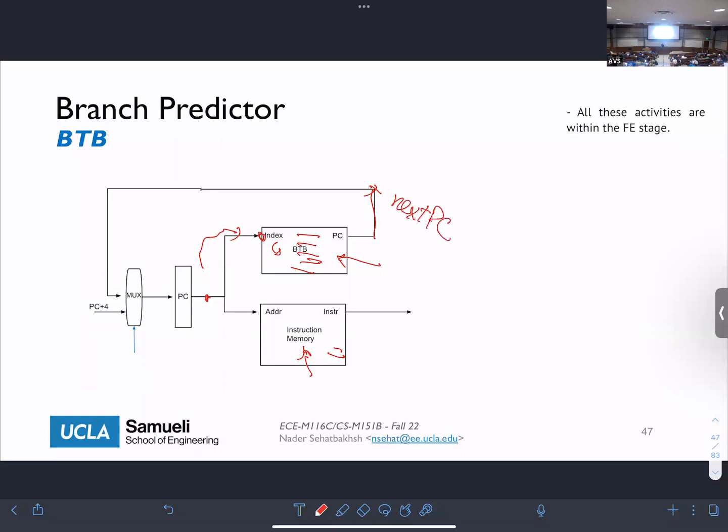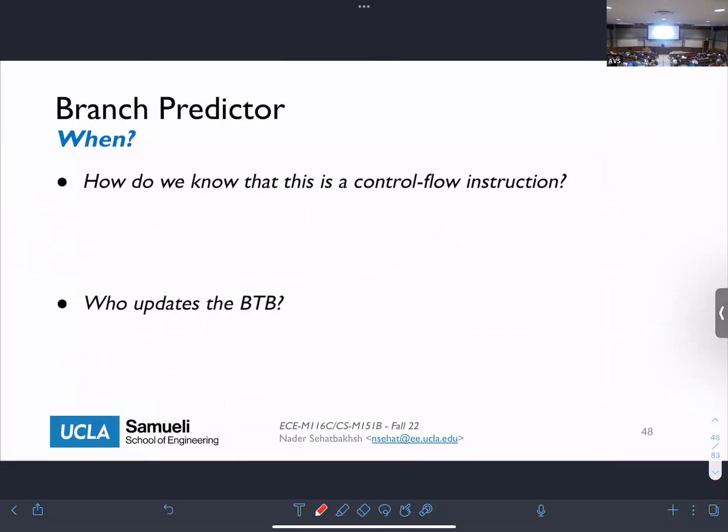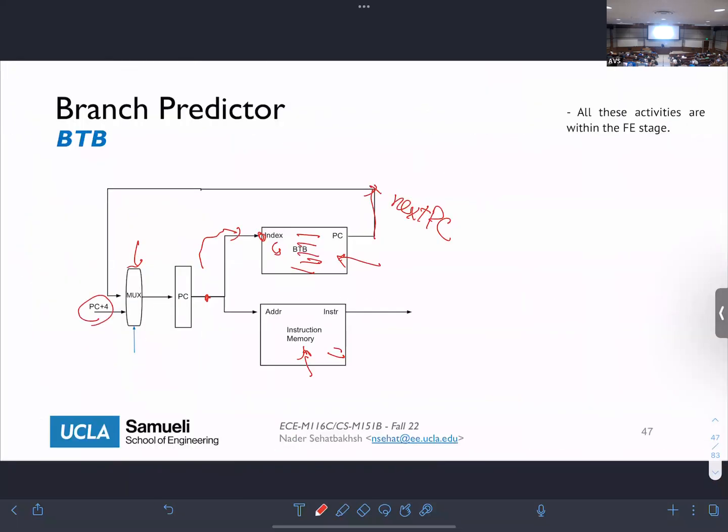That next PC goes into a mux that has PC plus 4 and the target address, and that would be our next PC. So this way we know our address. The whole thing about the instruction and how the instruction works stays exactly the same as before. And remember, all these things are happening in our fetch stage. Question?